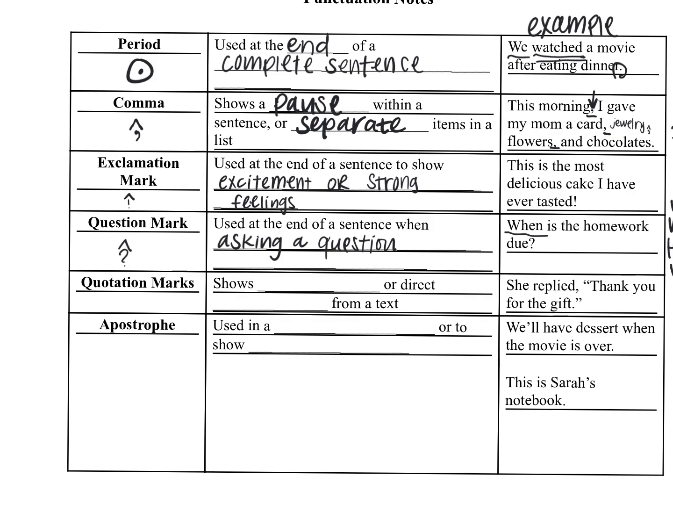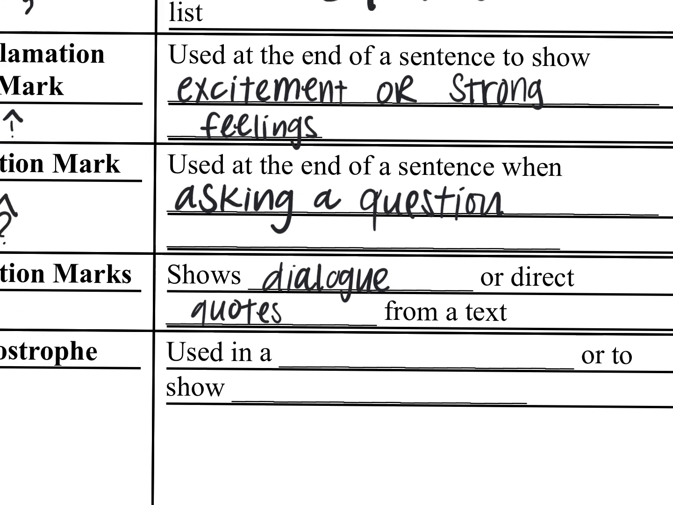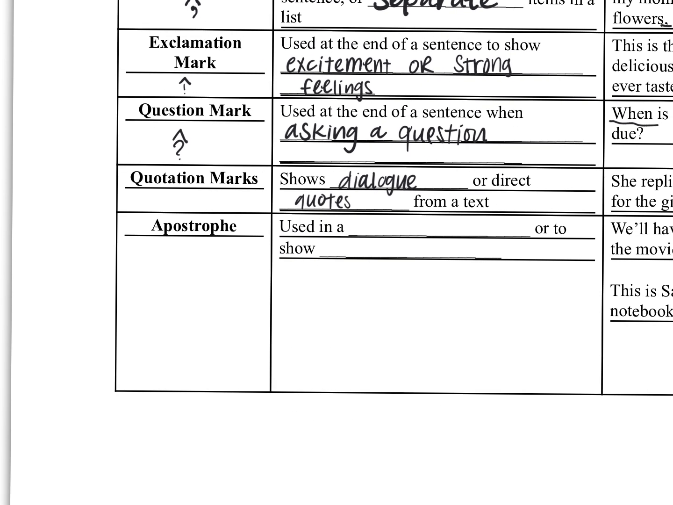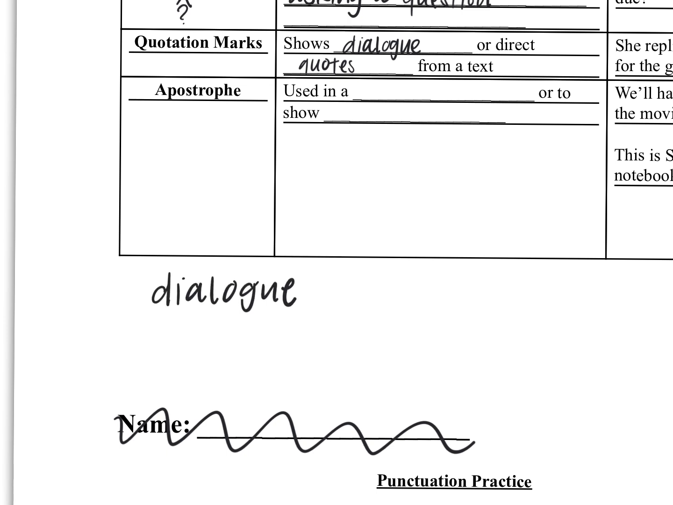All right, quotation marks. They can get confusing. They show dialogue or direct quotes from a text. Now, dialogue is just a fancy word to say that people are talking or having a conversation. We're going to pretend this doesn't say name right there. Ignore that. Okay, so dialogue is the same as conversation.